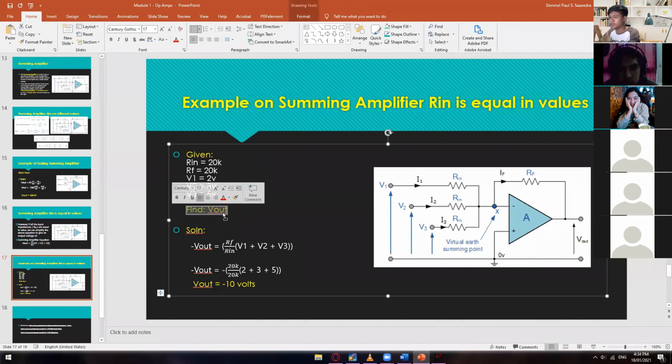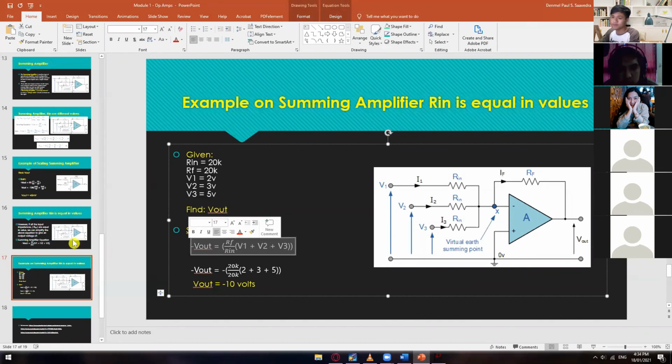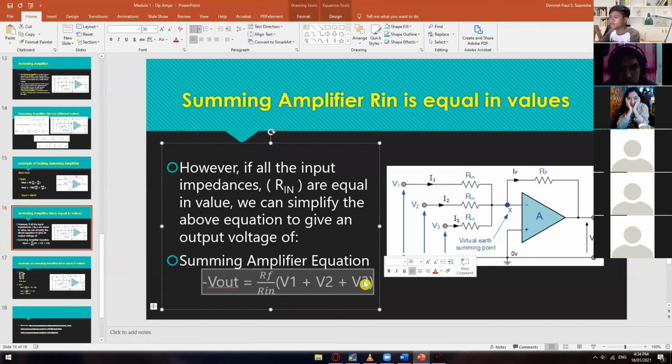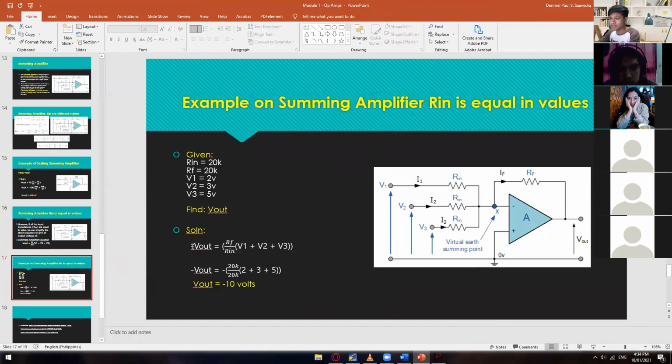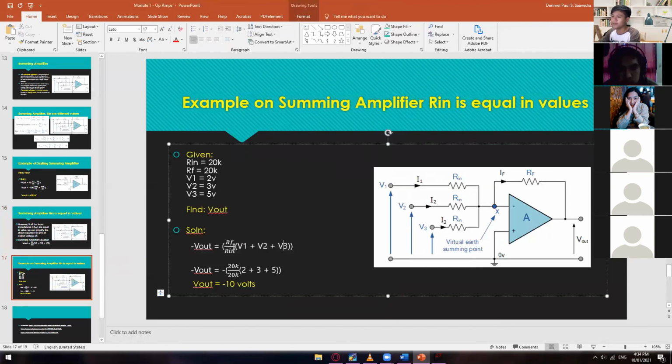So here the question is find V out. So here's the solution. So again, where this one came from? From our simplified formula of summing amplifier. Okay, so just copy that one and then paste it here. And then just replace their corresponding variables with their corresponding values. So RF is 20K, and then Rin is 20K, and then V1 is 2 volts, and then V2 is 3 volts, and then V3 is 5 volts.